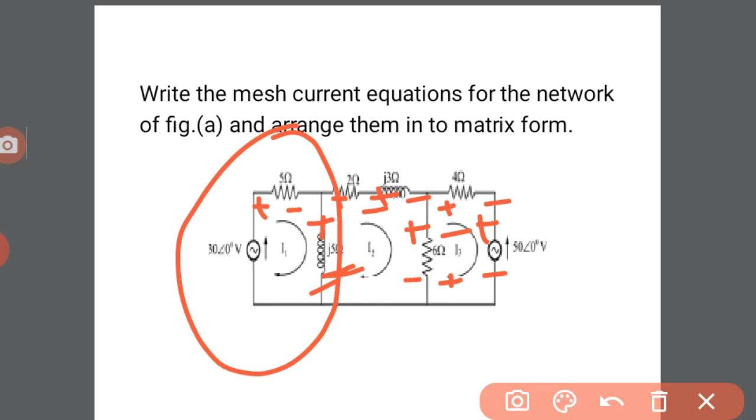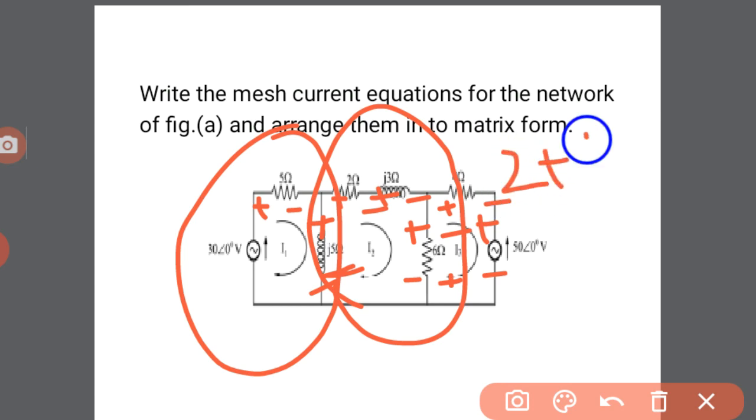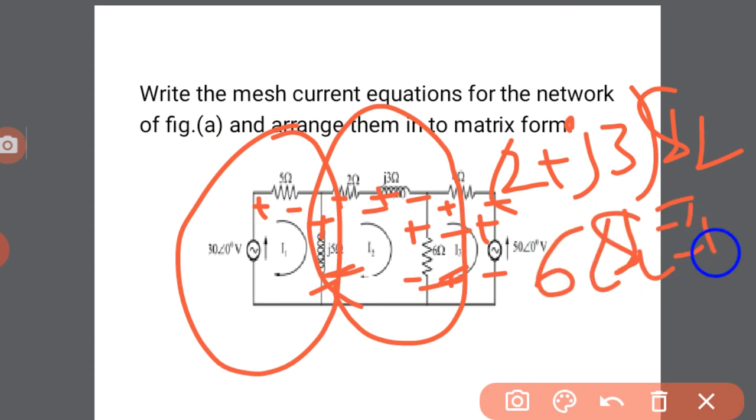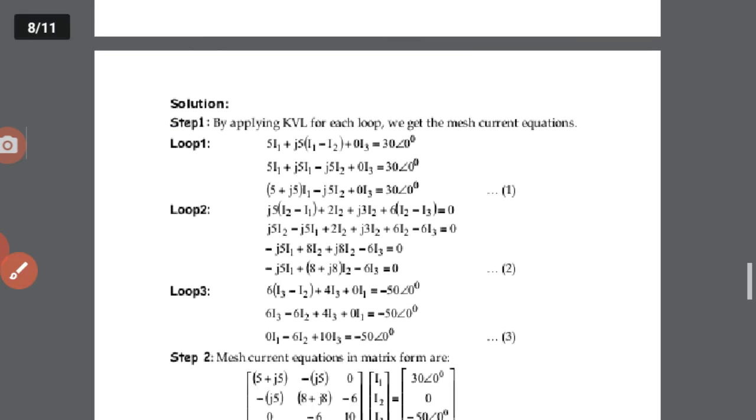Next go for the second loop. Okay, here 2 and J3 ohms are connected in series. So that's why write it as 2 plus J3 ohms into the current flowing through this resistor, which is I2. Next the 6 ohms is in between loop 2 and loop 3. So that's why 6 ohms into I2 minus I3. Next J5 is also in between I2 and I1. So that's why that is the second equation.